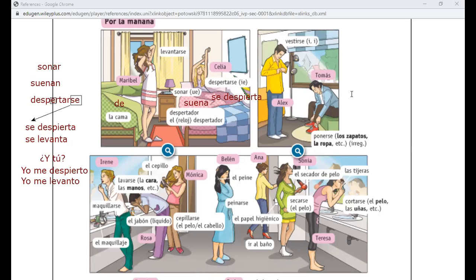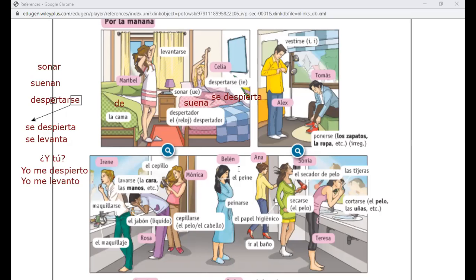So, here we go. Yo me despierto, yo me levanto. Repiten. Yo me despierto. Yo me levanto. Él se despierta. Ella se levanta. Ella se levanta de la cama.